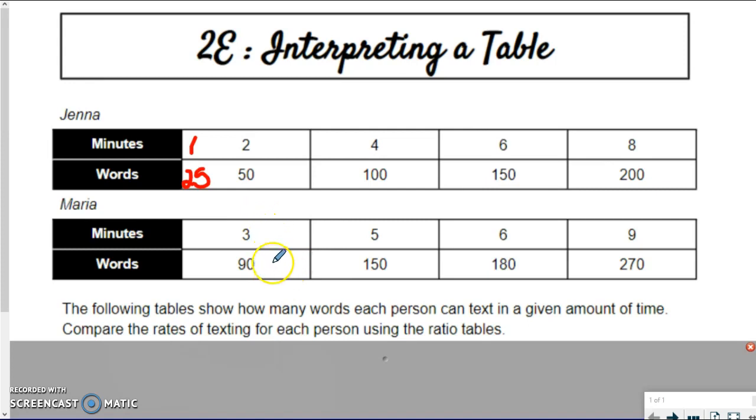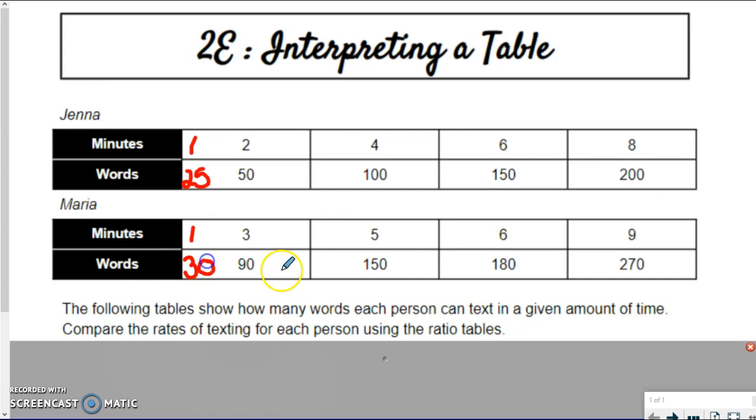If I look at 3 to 90, I know I can take 3 times 30 to get 90. I'm going to look at each one of those. And if I use that trick of covering up the 0, I know 5 times 3 is 15, so 5 times 30 would be 150. I'm going to do the same thing with 6. 6 times 30 is 180, and 9 times 30 is 270. So for 1 minute, Maria is texting 30 words.